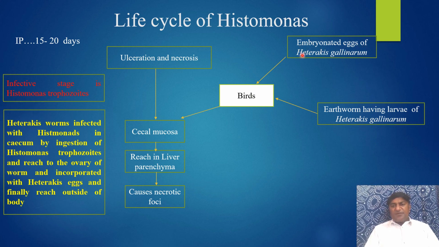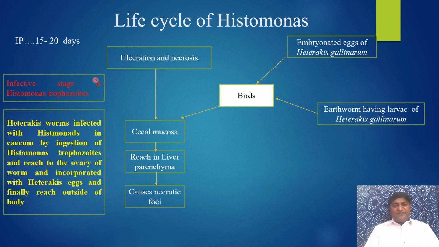through embryonated eggs of Heterakis gallinarum, or earthworms carrying the larvae of Heterakis gallinarum, which are eaten by the birds. It then goes into the intestine and causes ulceration and necrosis in the cecal mucosa, and ultimately reaches the liver parenchyma and causes necrotic foci.